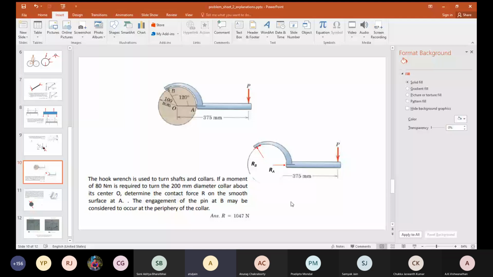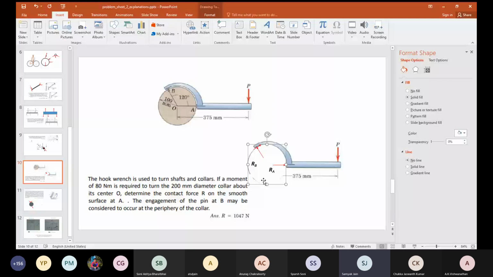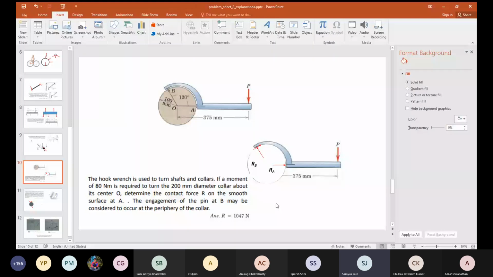Hello, sir. Sir, there can't be tangential force at A, like at B. No, A is smooth. It is written, I think. A is smooth surface. Sir, by doing force balance, there would be 4 variables: one, the tangential force at B, and the 2 normal forces, and P itself. P is known. Okay, we will get the value of P. Okay, I got it.